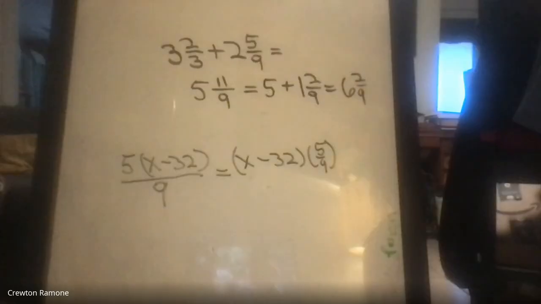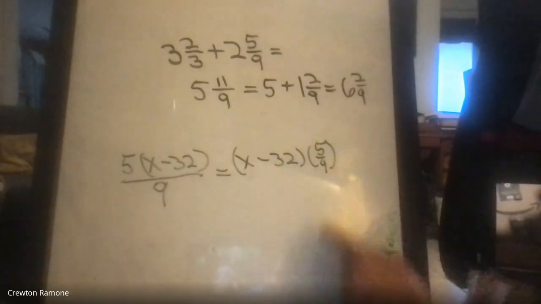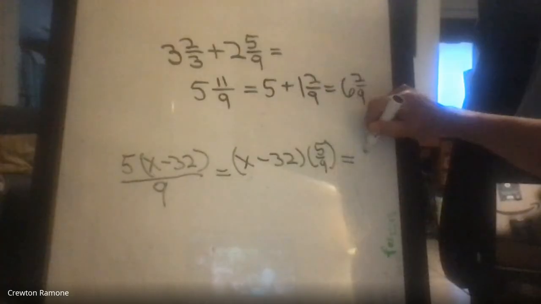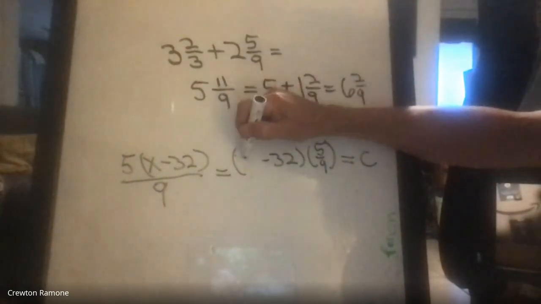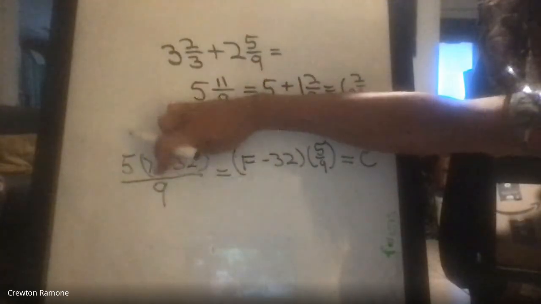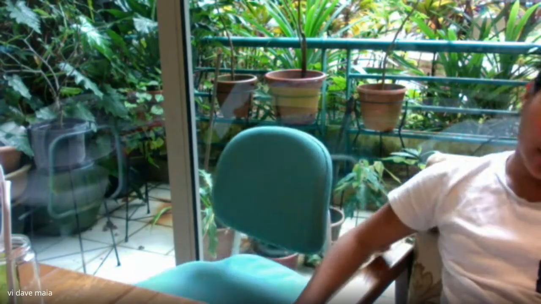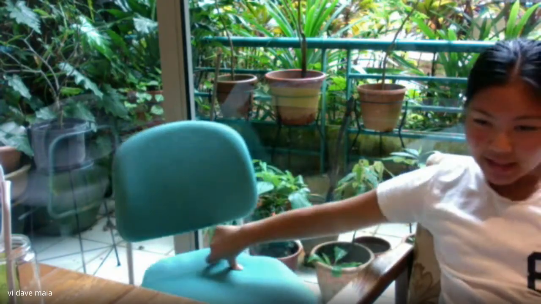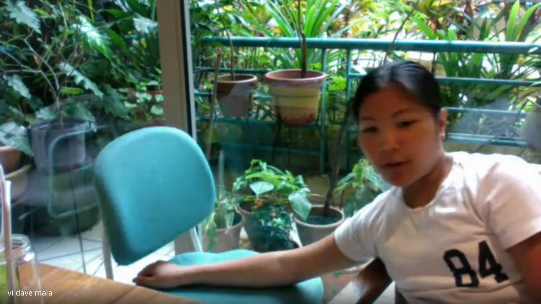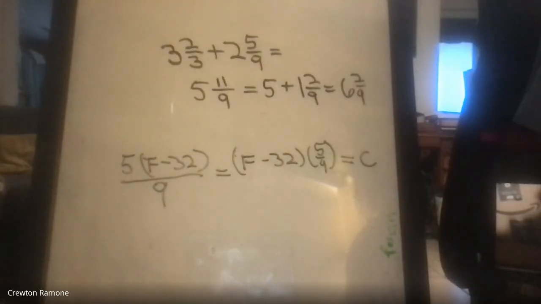Okay, so how am I going to get Celsius? Because what does this equal? When I do this, this gives me C. And I shouldn't say X. Let's make this F, Fahrenheit. F minus 32 times 5 ninths equals C. But then from C to F, so now how am I going to get 32 all by itself? C divided by 5 ninths.